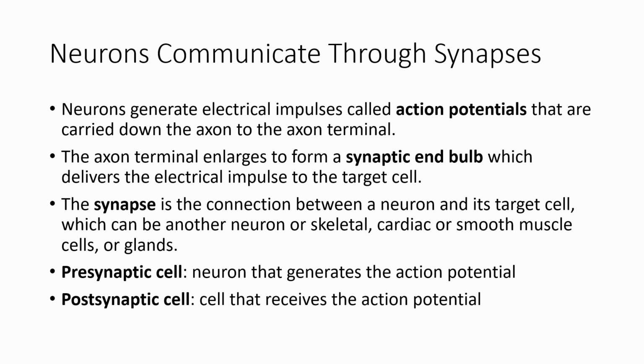Again, that target cell can be another neuron, it can be a skeletal muscle, it can be cardiac or smooth muscle, it can be glands, it can be any other part of the body, right? When we're looking at the synapse, we have the presynaptic cell, we have the postsynaptic cell. This is just talking about the order. The presynaptic cell is the neuron that's doing the talking. The postsynaptic cell is the one that's doing the listening, if we can kind of think of it that way.